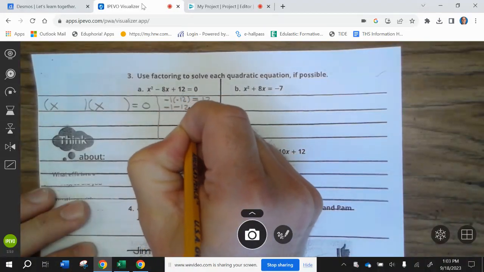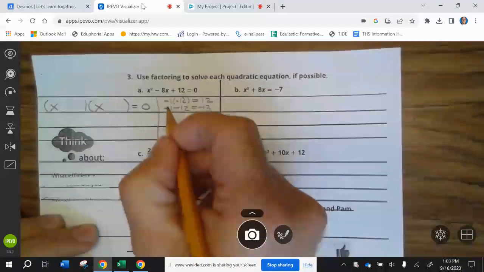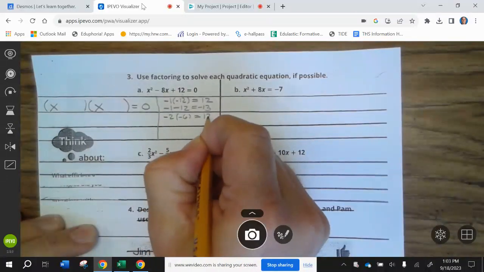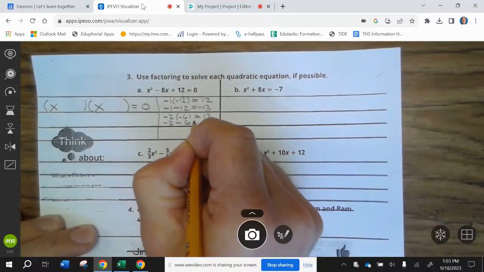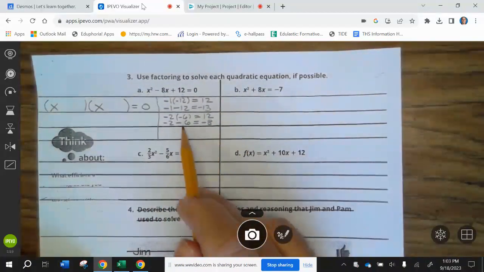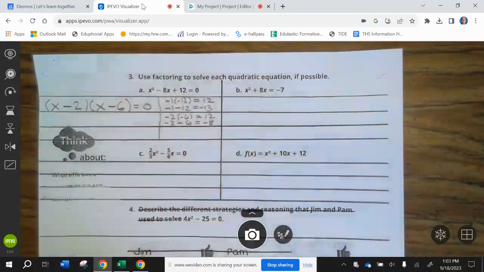Negative 1 minus 12 equals negative 13. That doesn't work. Okay, now let's try negative 2 times negative 6 equals positive 12. Negative 2 minus 6 equals negative 8. Well, we have our 12 and negative 8, so our factors are x minus 2, x minus 6 equal to 0.